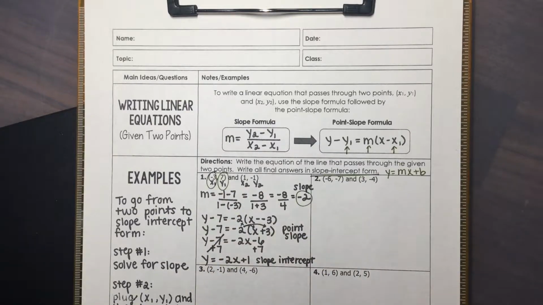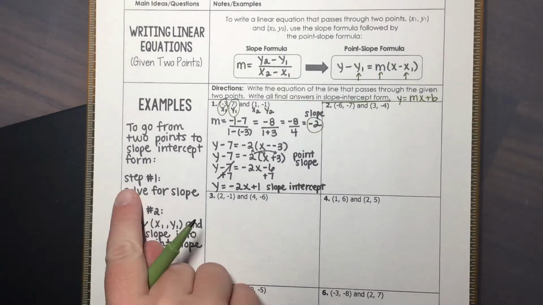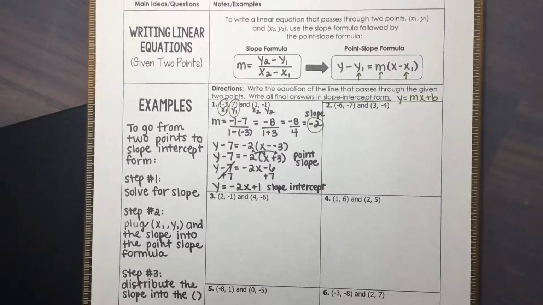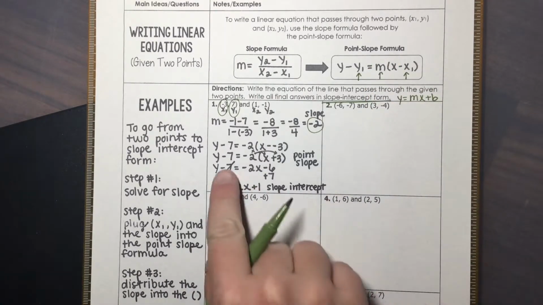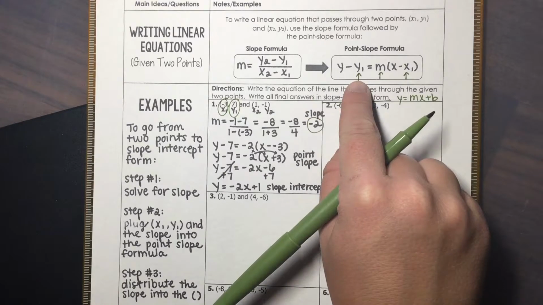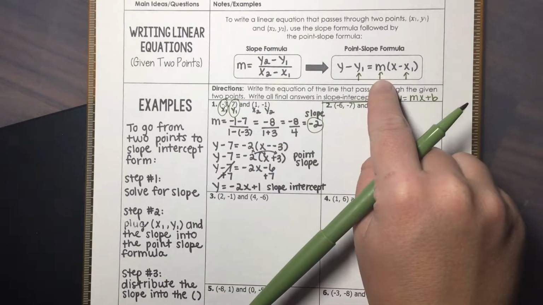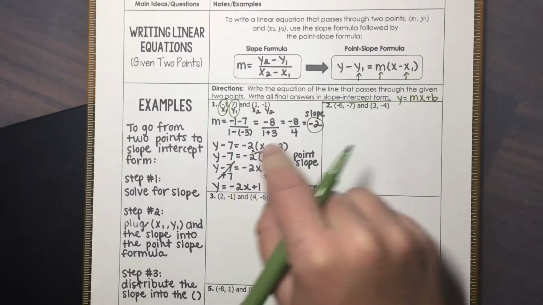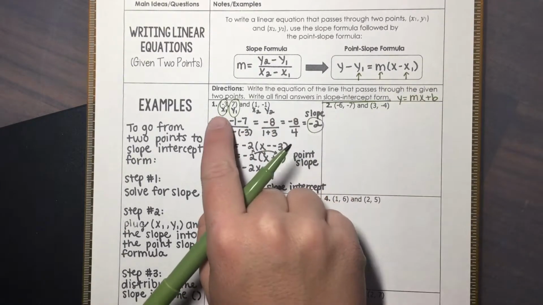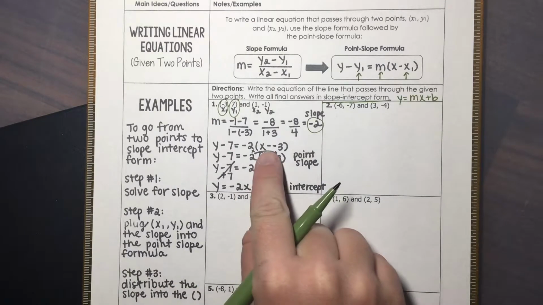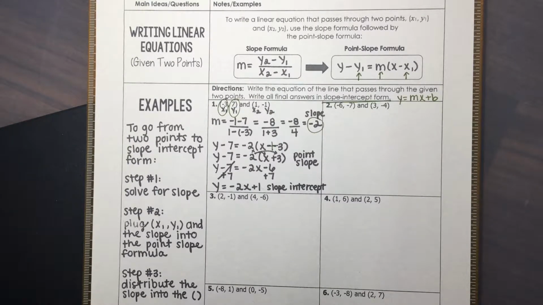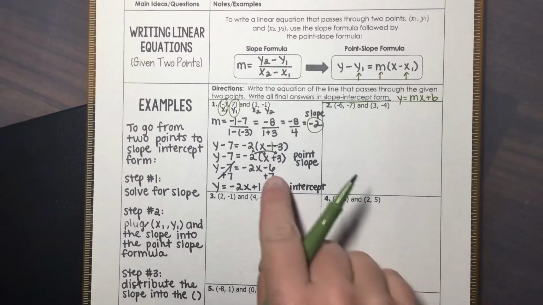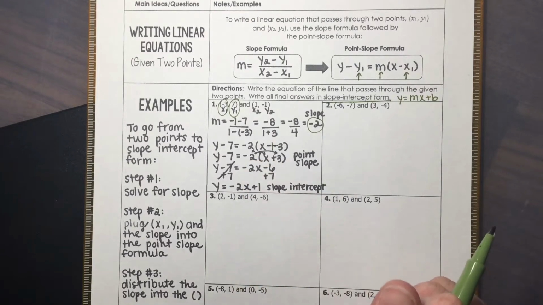Given 2 points, our first step is to solve for the slope, which is what we just talked about. Second step, I have to plug in x1, y1, and the slope into our point slope formula. So I have y minus my y1, which was 7, equals my m, which we said was negative 2. Then in parentheses, I have x minus my x1, which is negative 3 here. So I have a negative times a negative. That becomes a positive. Now I have my point slope form. You can see that was just rewritten there so I can distribute.